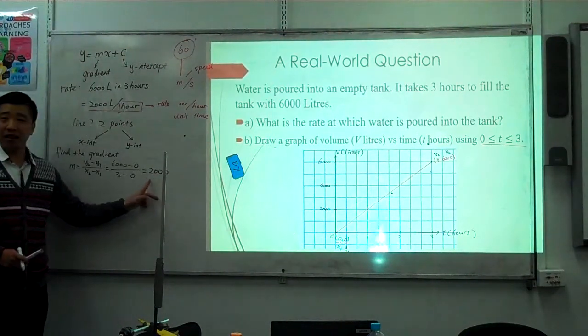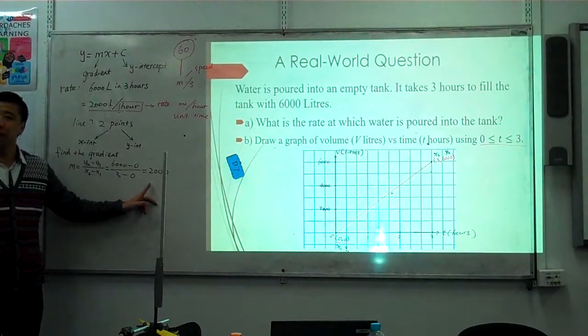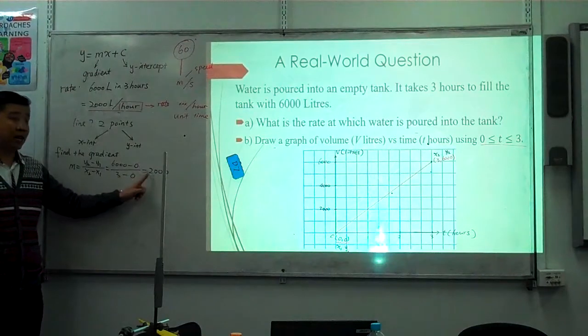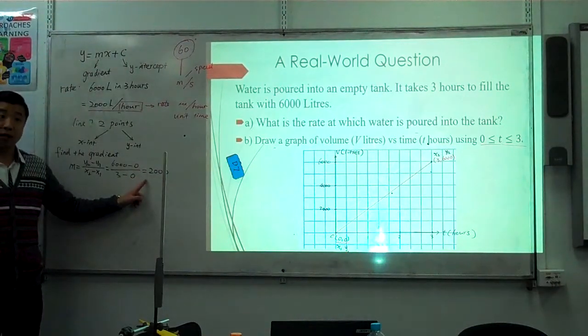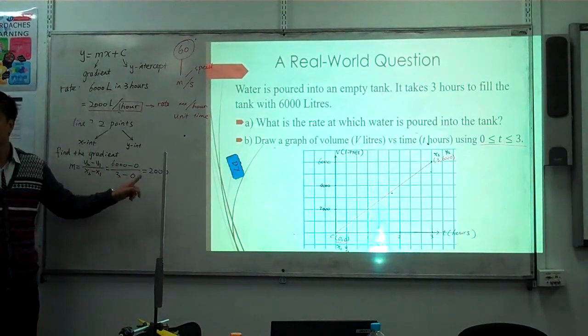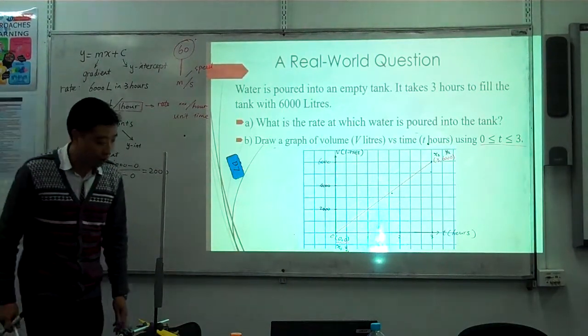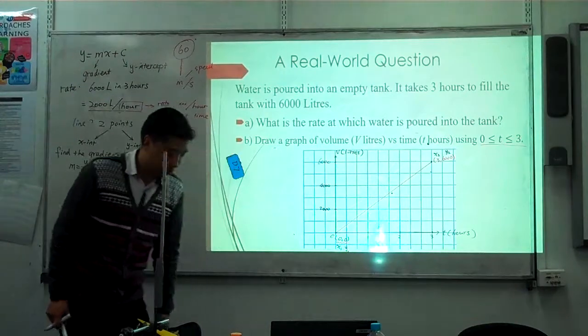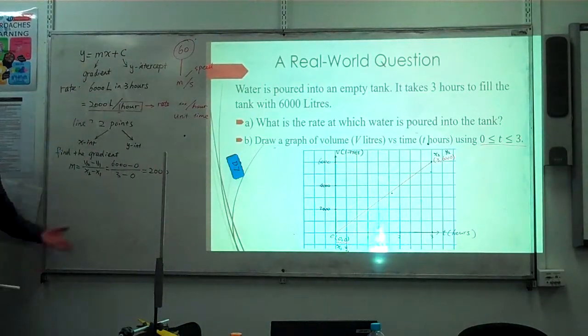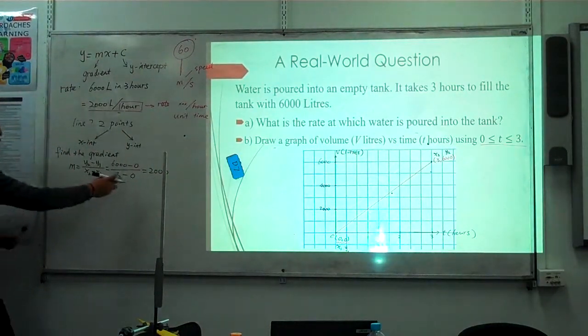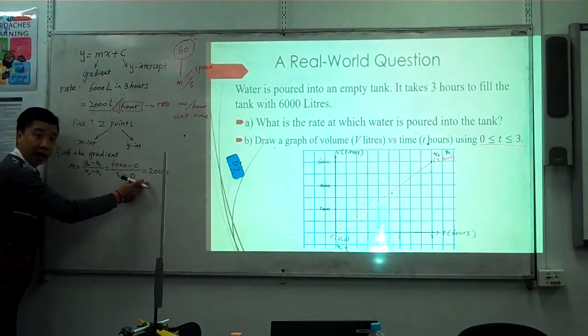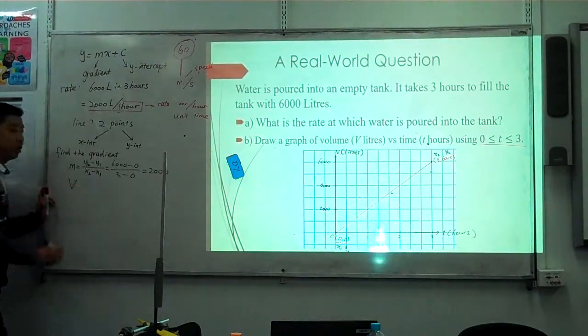What can you find this 2,000? What do we do for the 2,000? 1 hour. This is 1 hour. So this is the rate. Can you see that? So the gradient actually is the rate. Oh, I'm sorry, I told you the answer. Anyway, continue. Now, if that is the gradient, can I write the rule for V?